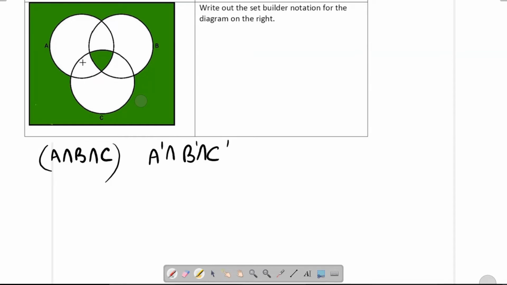So it's the part where everything that's outside of A intersects with everything that's outside of B, and all of that intersects with everything that's outside of C. So by doing those intersections with the complements, it means it's outside of everything. And you do the intersection, and that's what you get. And we join them together with a union.